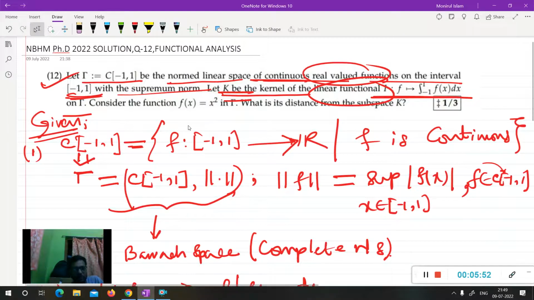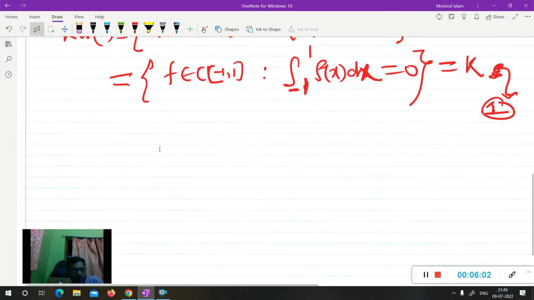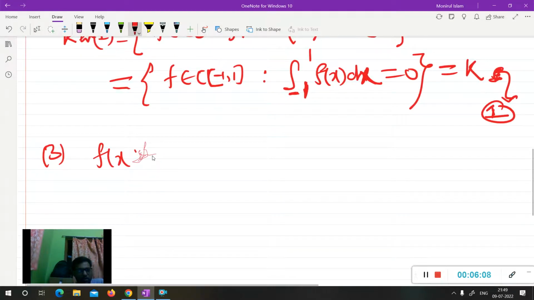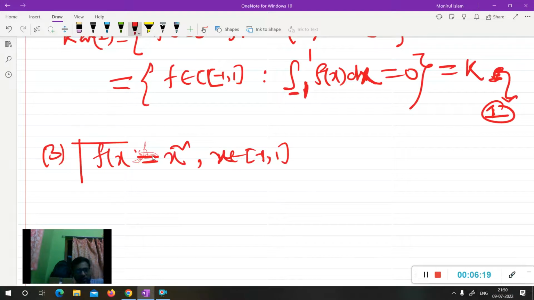F is equal to x square in gamma. It is given F is equal to x square. Then find the distance from the function to the subspace K, which means the kernel. So here one more is also given, F is equal to x square, where x obviously belongs to the closed interval minus 1 comma 1. This is the function given.